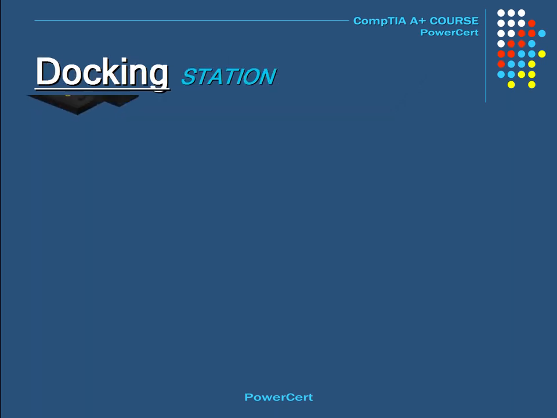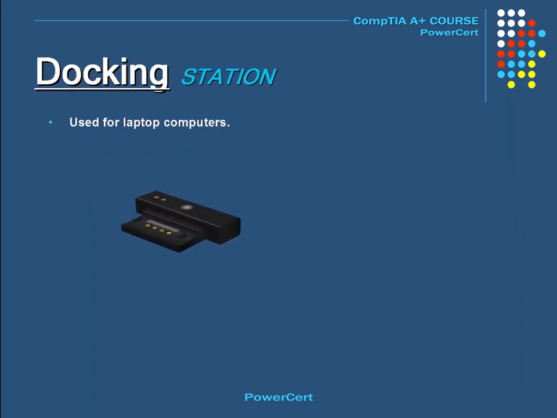A docking station is used for laptop computers. It's a device that is used for basically turning your laptop into virtually a desktop computer. We all know that laptops are generally smaller than desktops. For example, on the laptop, the monitor and keyboard are generally small.